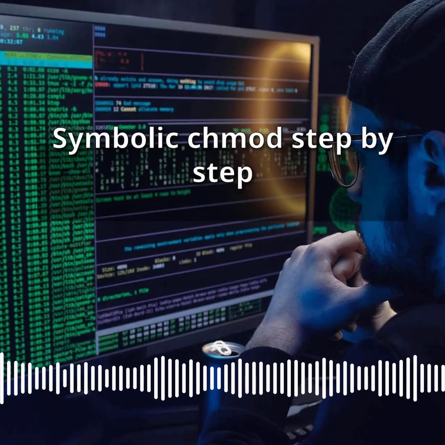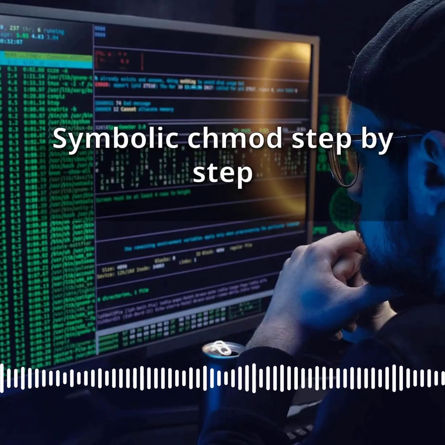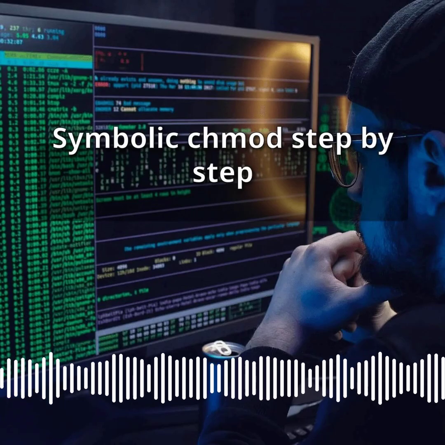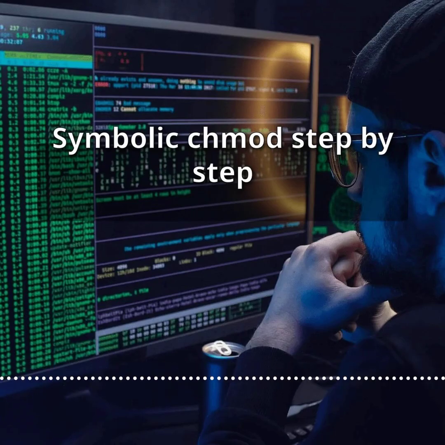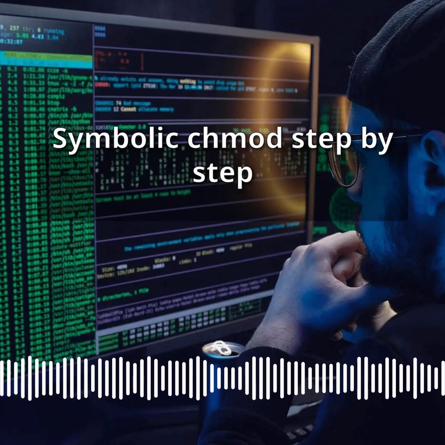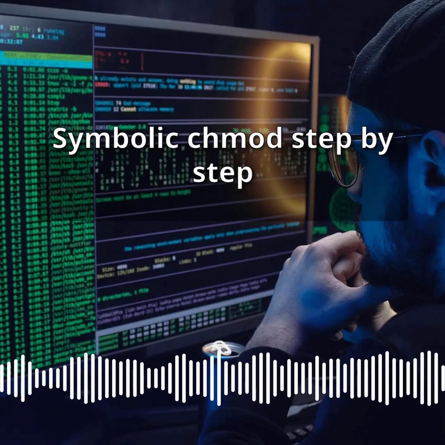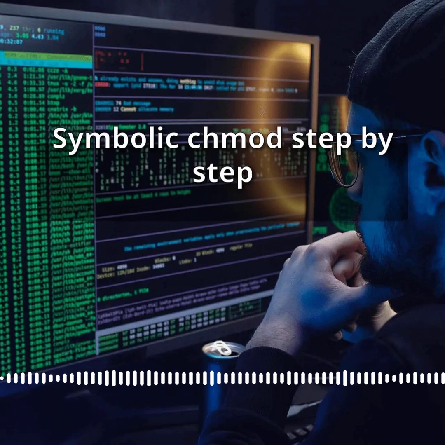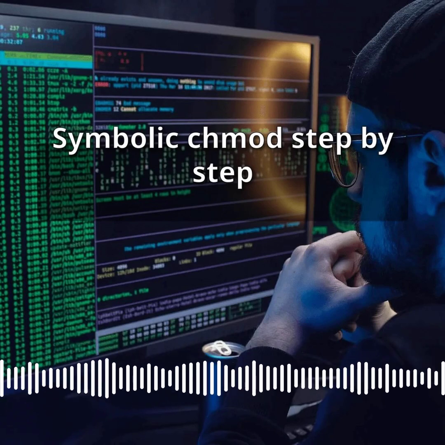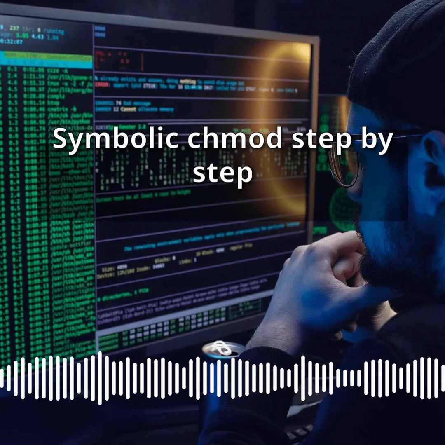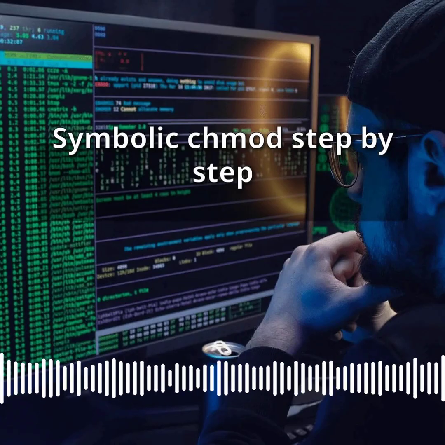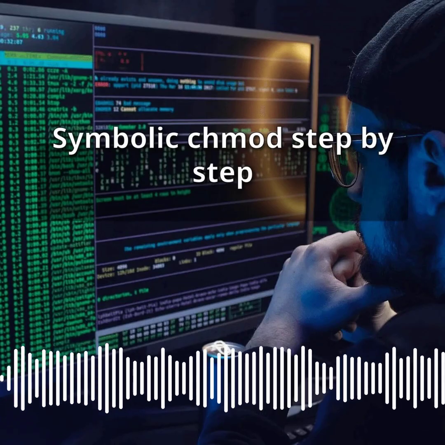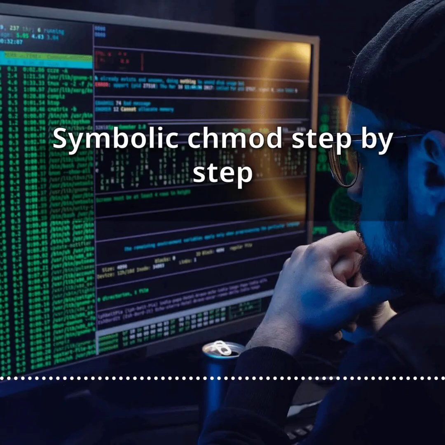Scenario. Imagine you are a junior DevSecOps engineer onboarding onto a small Linux server used for a web application deployment pipeline. A previous administrator left the server in a messy permission state. Several files and directories have incorrect permissions that could expose sensitive data or allow unauthorized script execution. Your mission is to audit and remediate these permissions using only symbolic chmod, document every change you make, and justify each decision from a security standpoint.